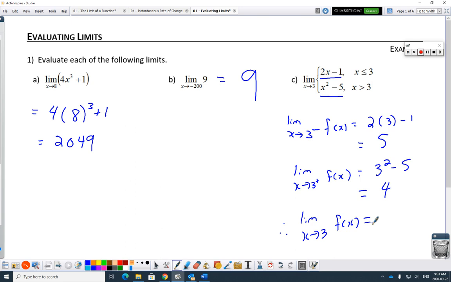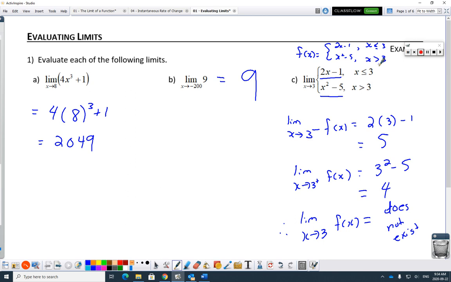What will you say about that limit now that I've done both the left and right side? Doesn't exist. Now, technically speaking, I've dropped f at x in there just to make it easy to write the answer here. Technically, I probably should have done this beforehand and said, okay, f at x equals 2x minus 1, x less than or equal to 3, x squared minus 5, x greater than 3.